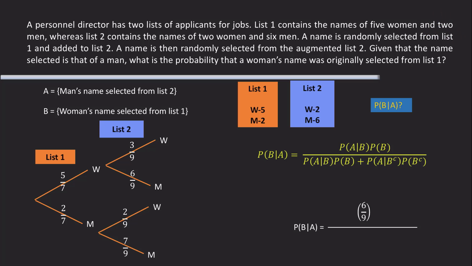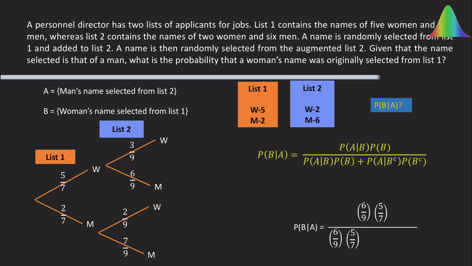Then go to the probability of B. What is that? It is the woman's name selected from list 1. So woman's name selected from list 1 is this one, 5 over 7. So multiply by 5 over 7. Then we know the denominator we have the same. So we can write the same thing. Then go to the next one.